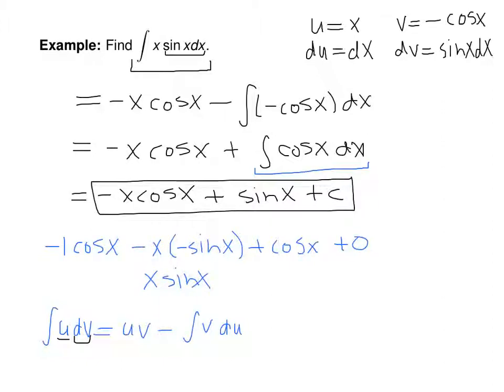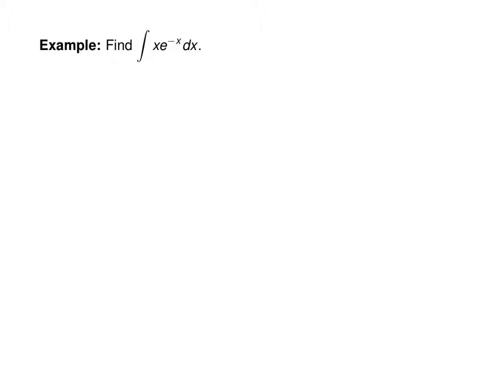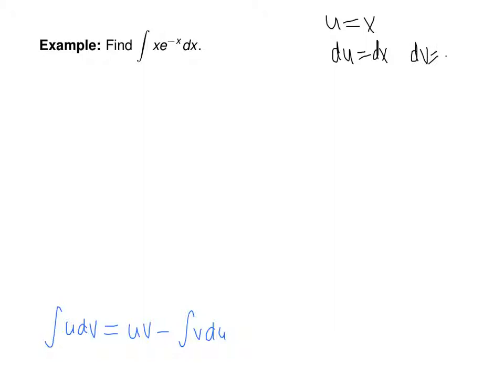Now let's try another one. Suppose we have x e to the negative x. Now once again the formula is the integral of u dv is equal to uv minus the integral of v du. So let's choose once again u to be equal to x, and then du will equal dx. If we let dv equal e to the negative x dx, to find v we have to antidifferentiate, and the antiderivative of e to the negative x will be negative e to the negative x.